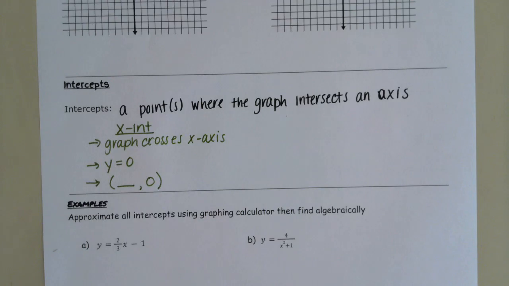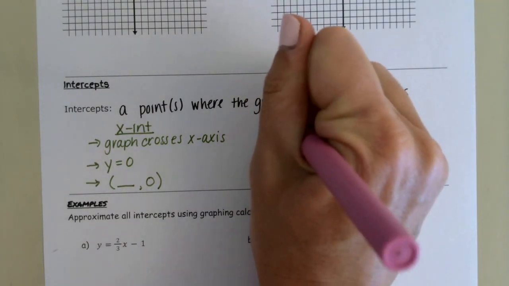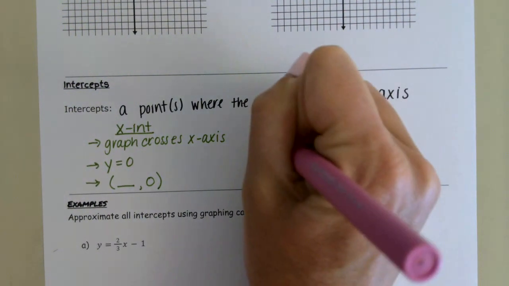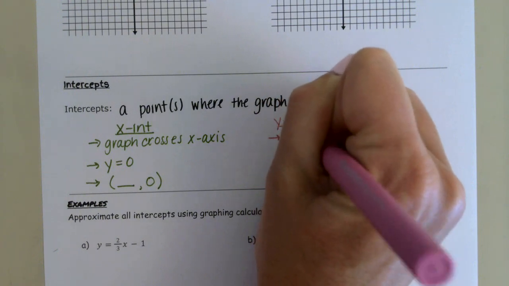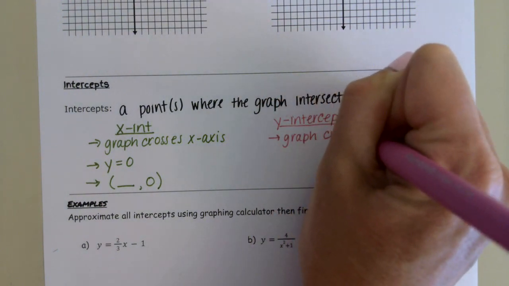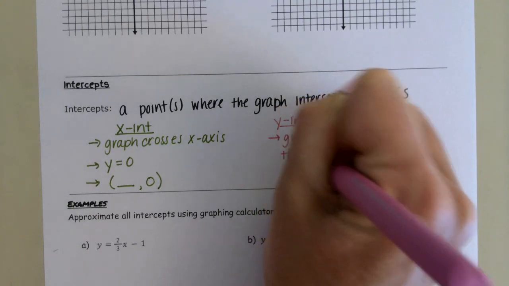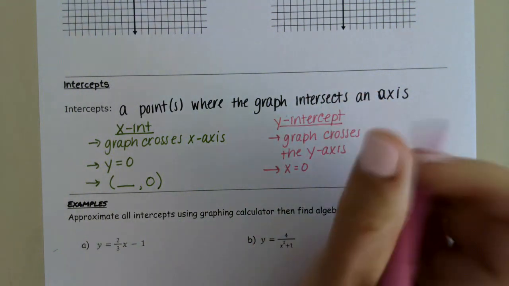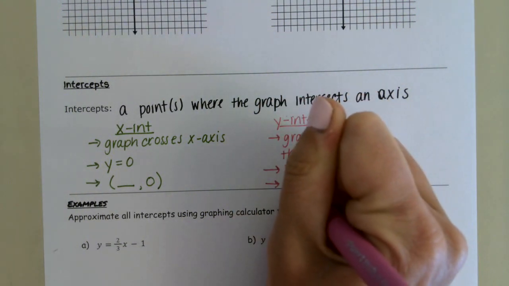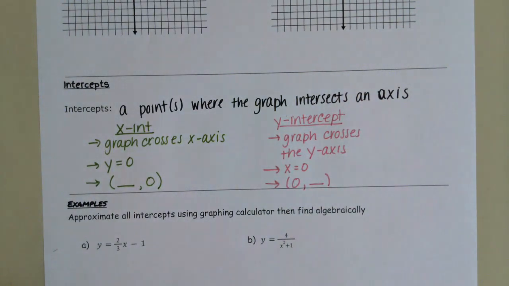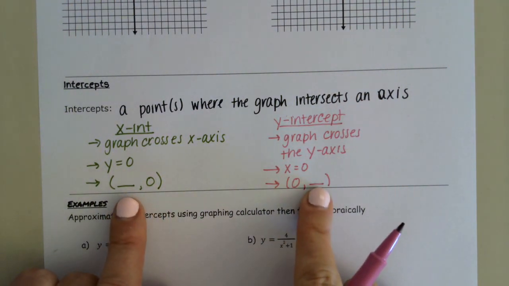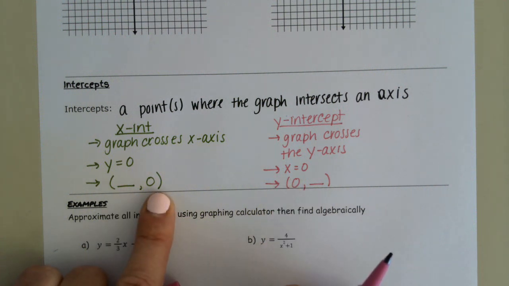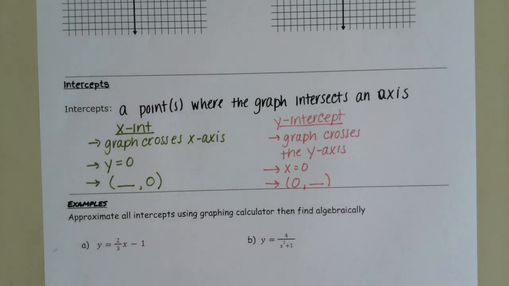The second type of intercept we have is our y-intercept. That's where the graph crosses the y-axis. This means our x value is 0. And if we were to look at the point, it would be 0 comma some number. So you would have a y number, but 0 in the x value. You would have an x number, but 0 in the y value. Okay?